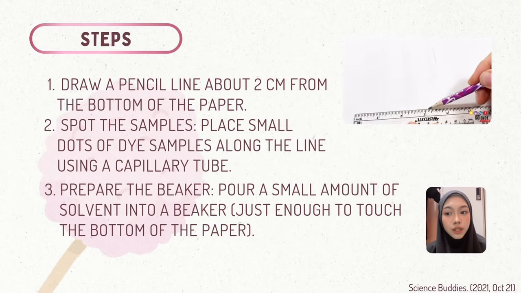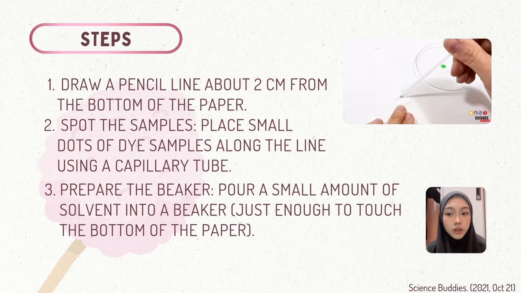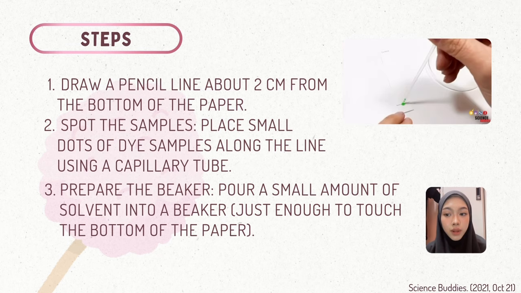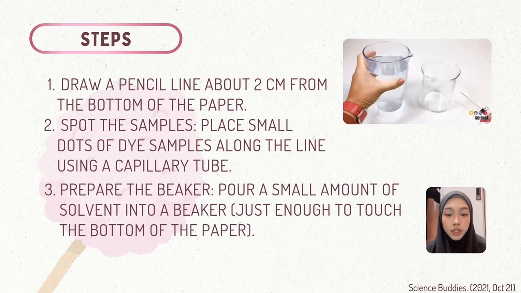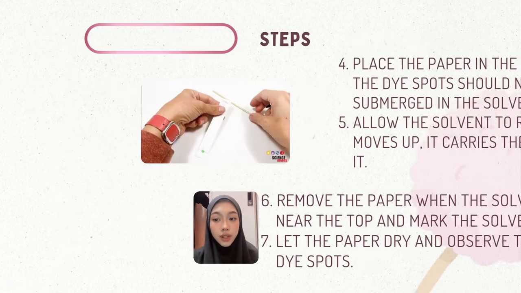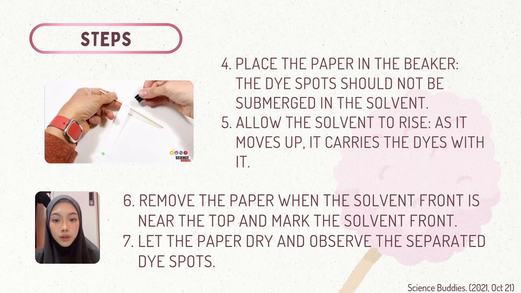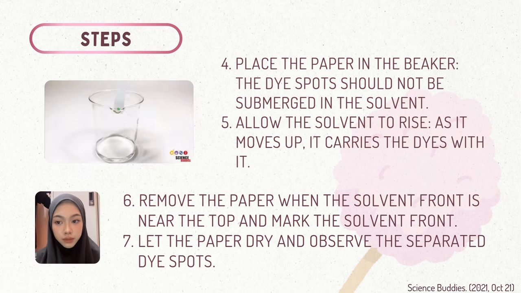First, you need to draw a line about 2 cm from the bottom of the paper. Second is to spot the samples. Place small dots of dye samples along the line using a capillary tube. And then next is to prepare the beaker. Pour a small amount of solvent into a beaker, just enough to touch the bottom of the paper. And after that, place the paper in the beaker. The dye spot should not be submerged in the solvent.